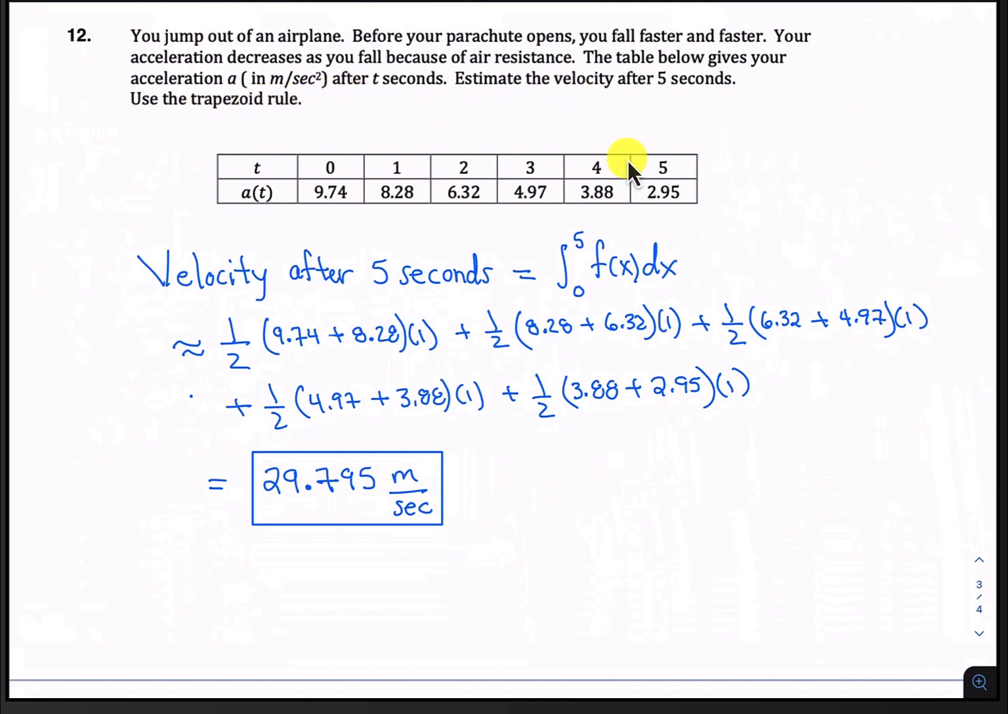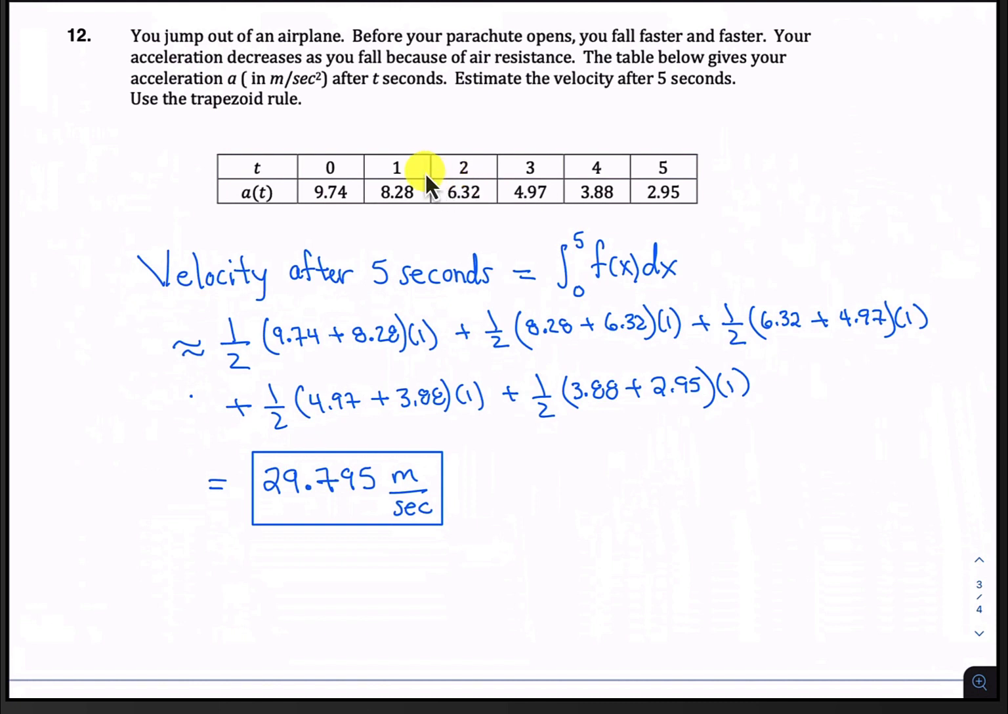All right, these numbers are giving us our acceleration, and to estimate the velocity, we need to find the integral of the acceleration. So velocity after 5 seconds is the definite integral from 0 to 5 of the function. Well, we estimate that function using trapezoids. So the first trapezoid is going to go between 0 and 1, and we know that the formula for the trapezoid is 1/2 of height 1 plus height 2 times the width. So that's 1/2 of 9.74 plus 8.28 times 1.